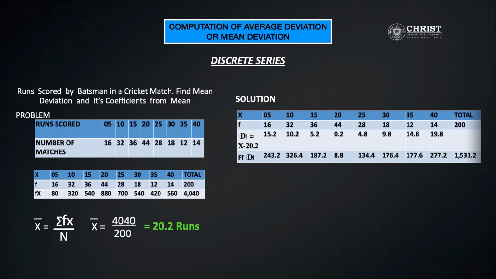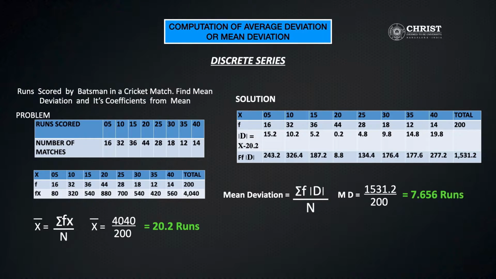We will not consider the plus and minus signs. So, frequency values into delta values: 243.2, 326.4, 187.2, 8.8, 134.4, 176.4, 117.6, 277.2, and the total is 1531.2.